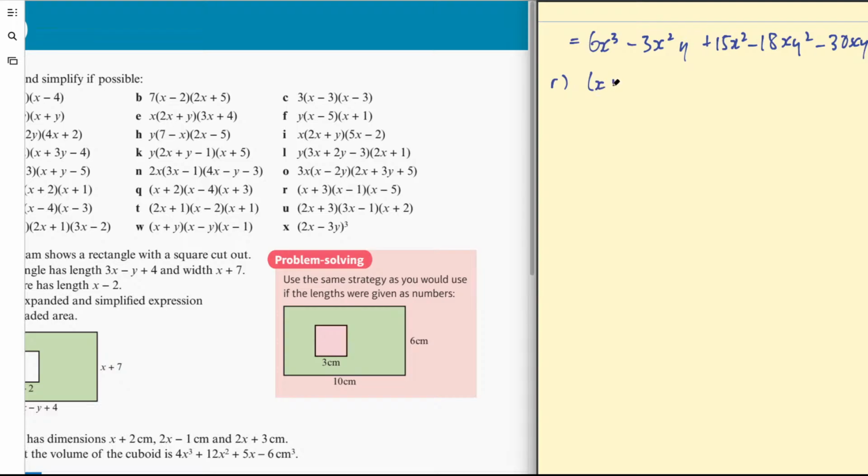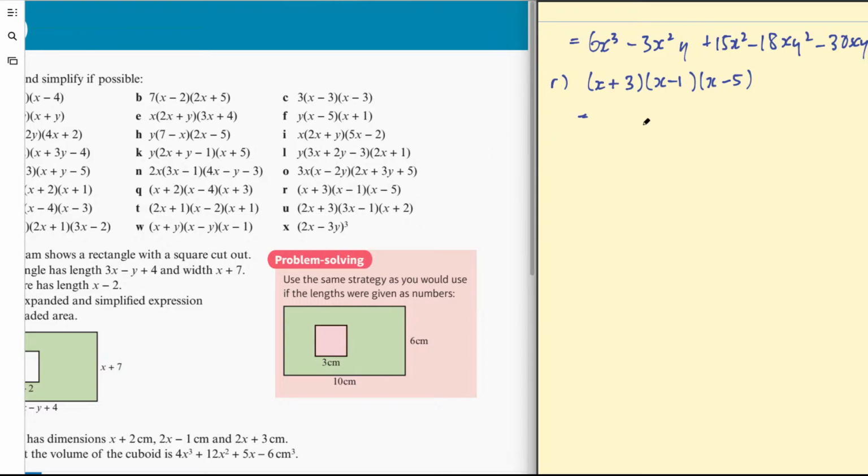This time we've got 3 sets of double brackets. And this is not something we commonly do in GCSE, so practicing this actually would be a useful thing to do starting your A levels.